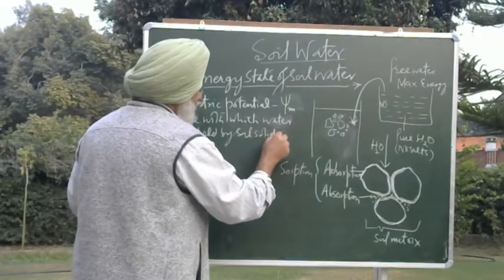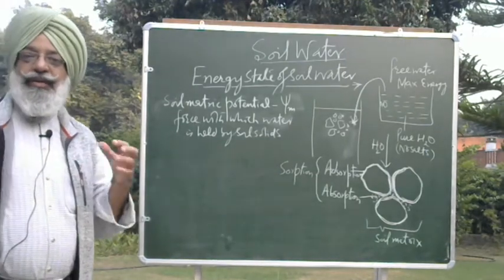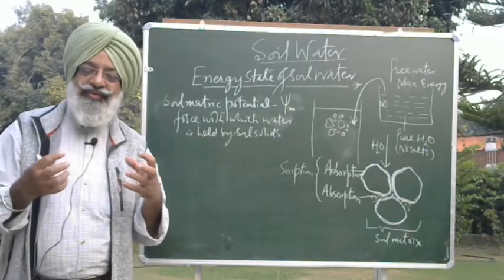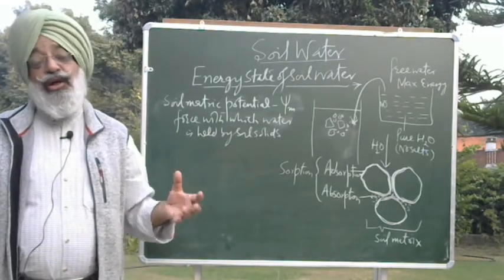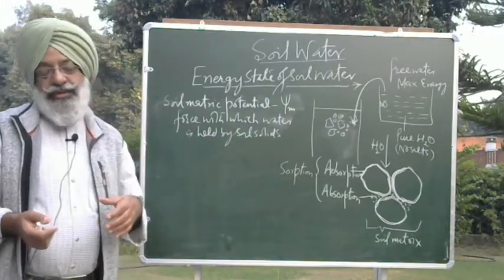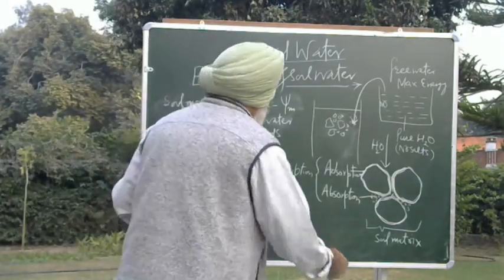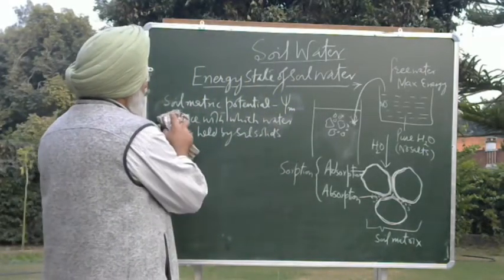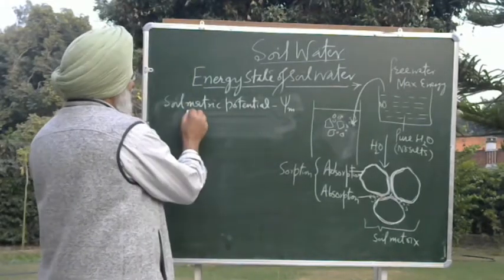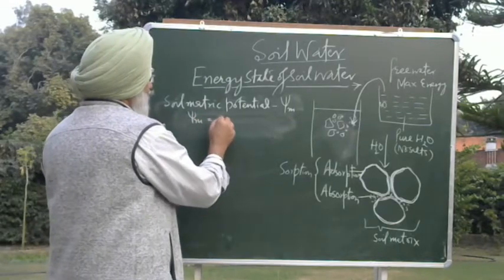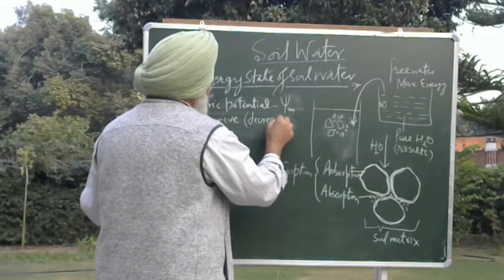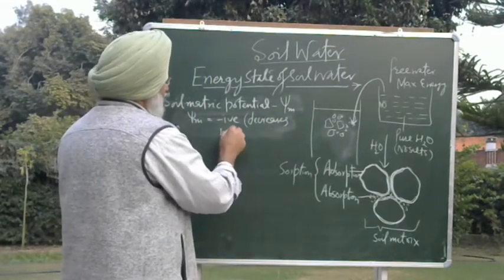And availability of this water to the plants will depend upon the severity of the force, the quantum of the force. If it is held with a greater force, it will be less available or it may not be available to the plants. Vice versa, if it's held with a smaller force, it will be available to the plants. So, this matric potential is always negative. Why? Because it has decreased the free energy. Psi matric potential is negative because it decreases the free energy of water.